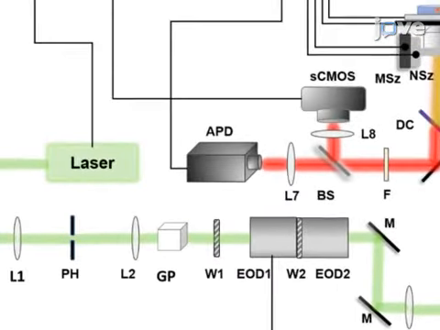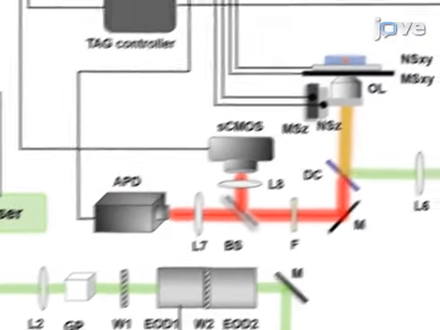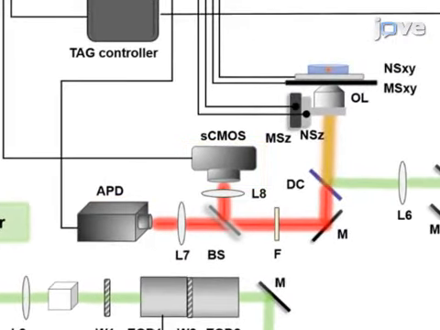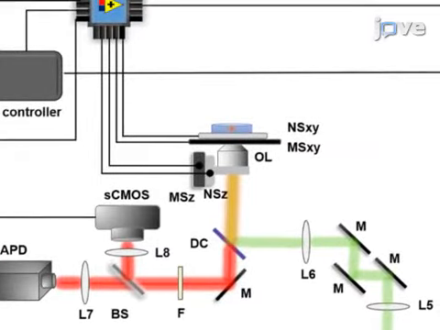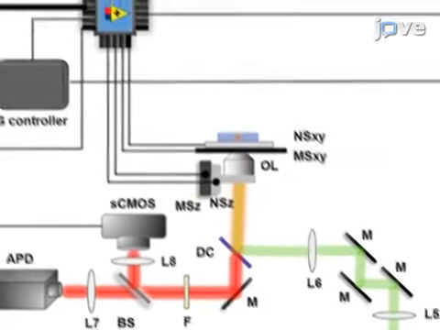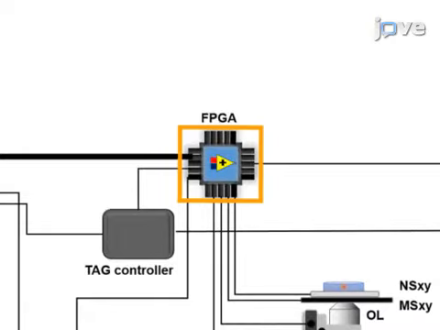Photons from the sample are counted by an avalanche photodiode. A camera monitors the position of the particle. The position of the sample is set using micro and nano controllers. A field programmable gate array controls the laser spot, real-time particle position calculation, stage feedback, and photon counting.